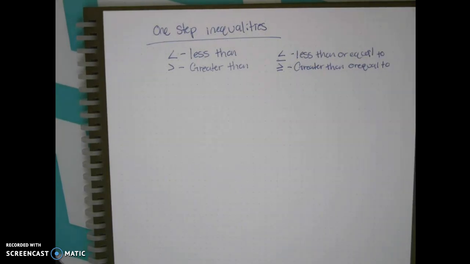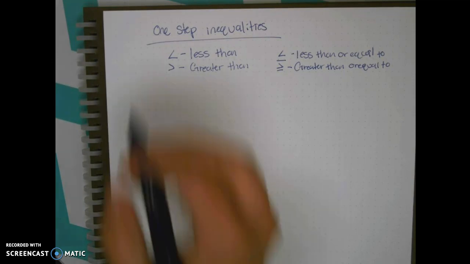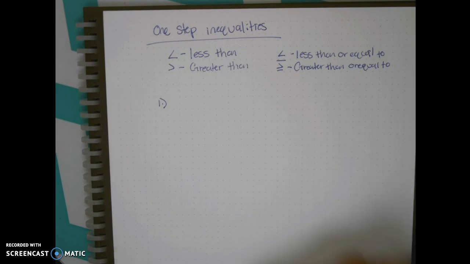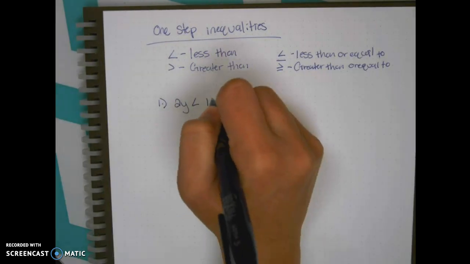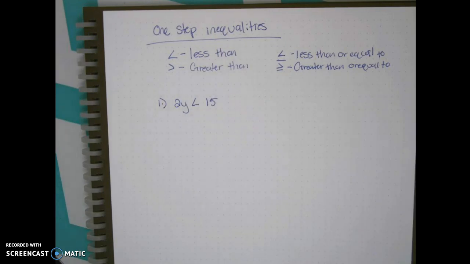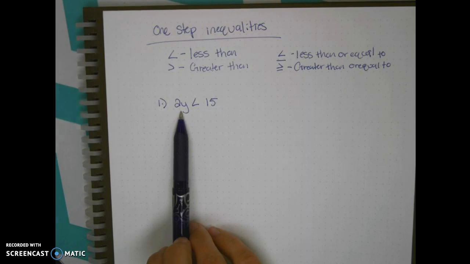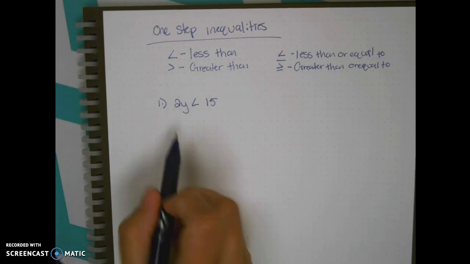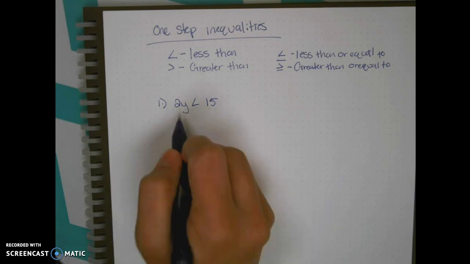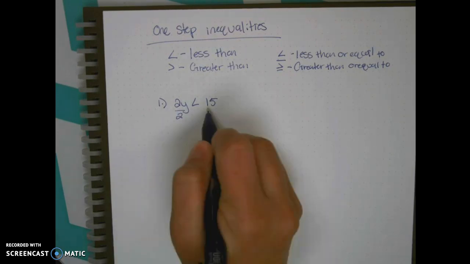So we're going to view one-step inequalities knowing that these are the signs that we are going to use. So my first problem is going to be 2y is less than 15. Just like with regular equations, what we're going to do is get y by itself. So this means when these two are touching, it means they're married or multiplied together. The opposite of marriage or multiplication is divorce. So in order to get 2y by itself, I need to divide both sides by 2.